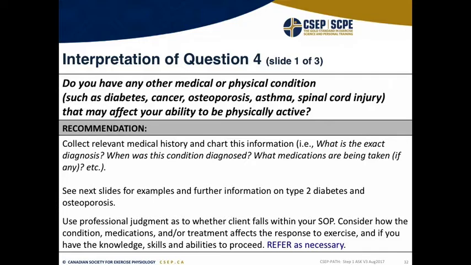If the client just has one medical condition, then what is that condition? When was it diagnosed? If medications are prescribed, which medications have been prescribed? How do they affect the exercise response? I'll talk specifically to type 2 diabetes and osteoporosis on the next 2 slides because these ones are common amongst the Canadian population. So you really need to know what you know and make sure you work within your scope of practice as it relates to this question.